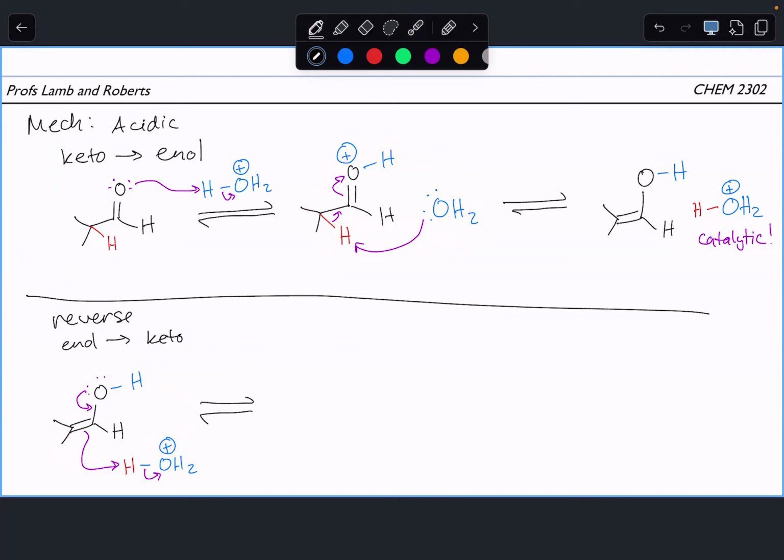So what does that get us? That gets us to here. Our red proton is again in that alpha position. We have our water. Okay, positive charges, acidic media, good. We did our protonation. Now we just have to do our deprotonation. Water pulls off that proton, quenches the positive charge. And we regenerated our catalyst again.